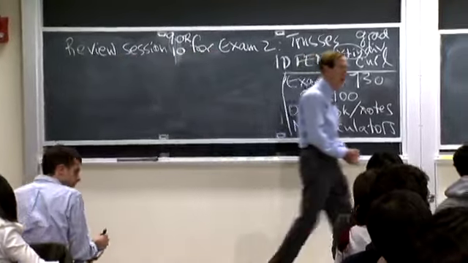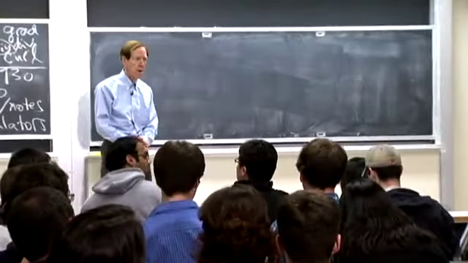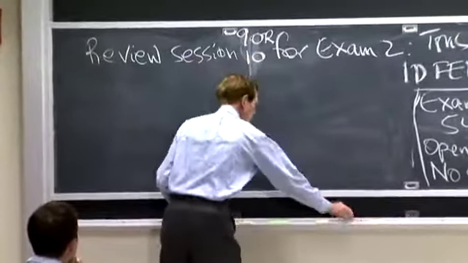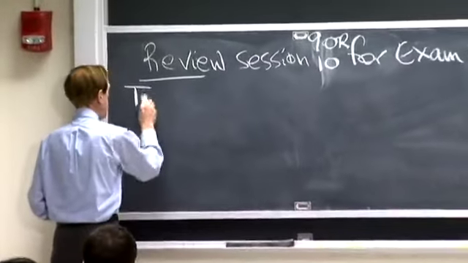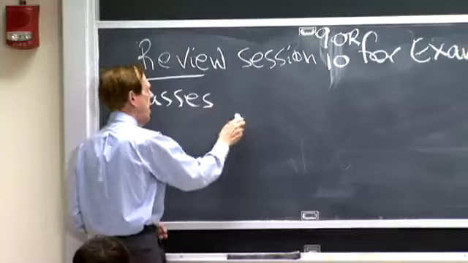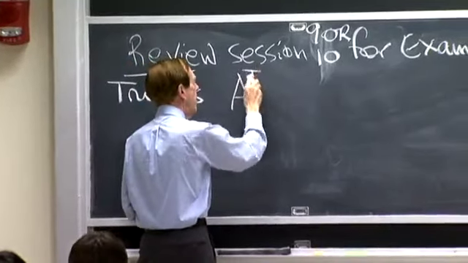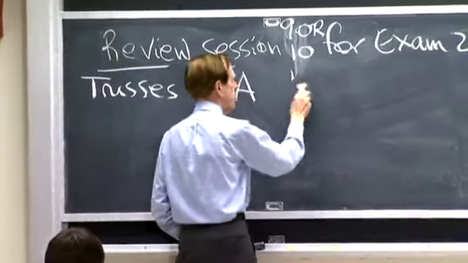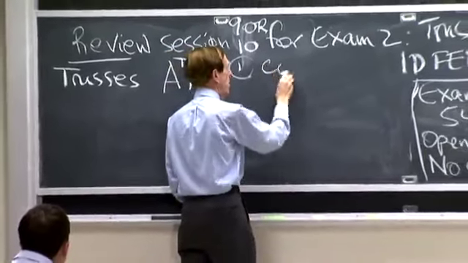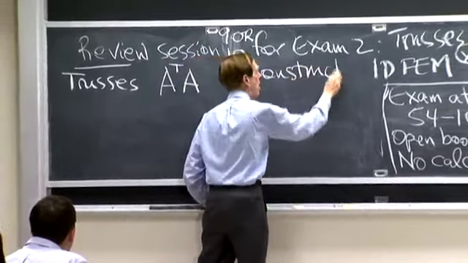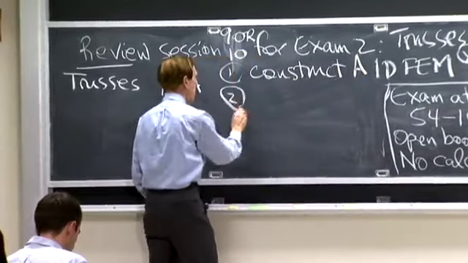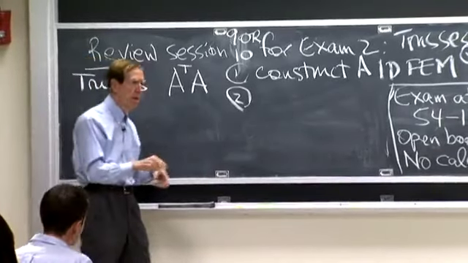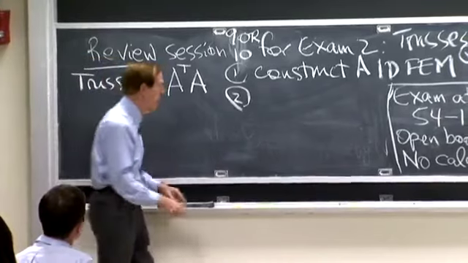Is there any way to construct A transpose A for a truss without knowing all of A? Let's see. So A transpose A for a truss, that's a good question. I guess I don't know any magic tricks either. So one way is to construct A or A transpose and then just multiply. The second way to do it would be by the 4x4 bar element matrices, so go bar by bar.